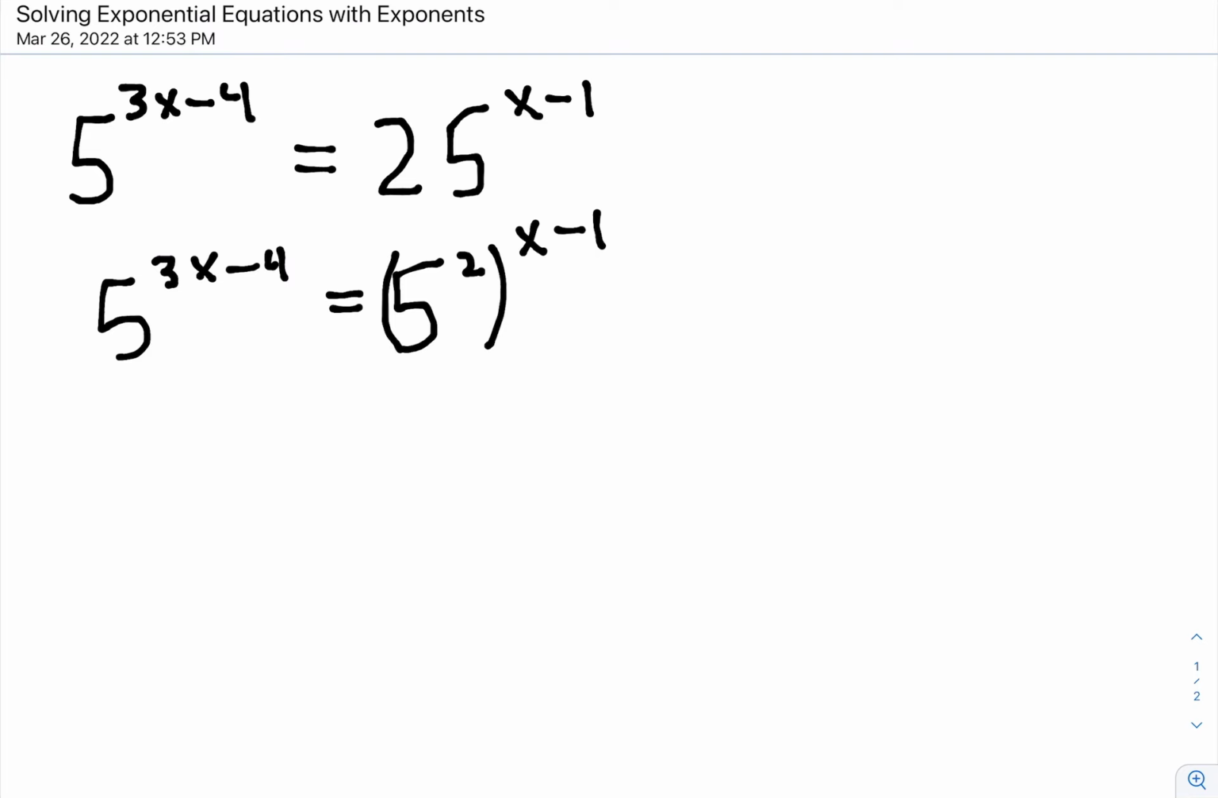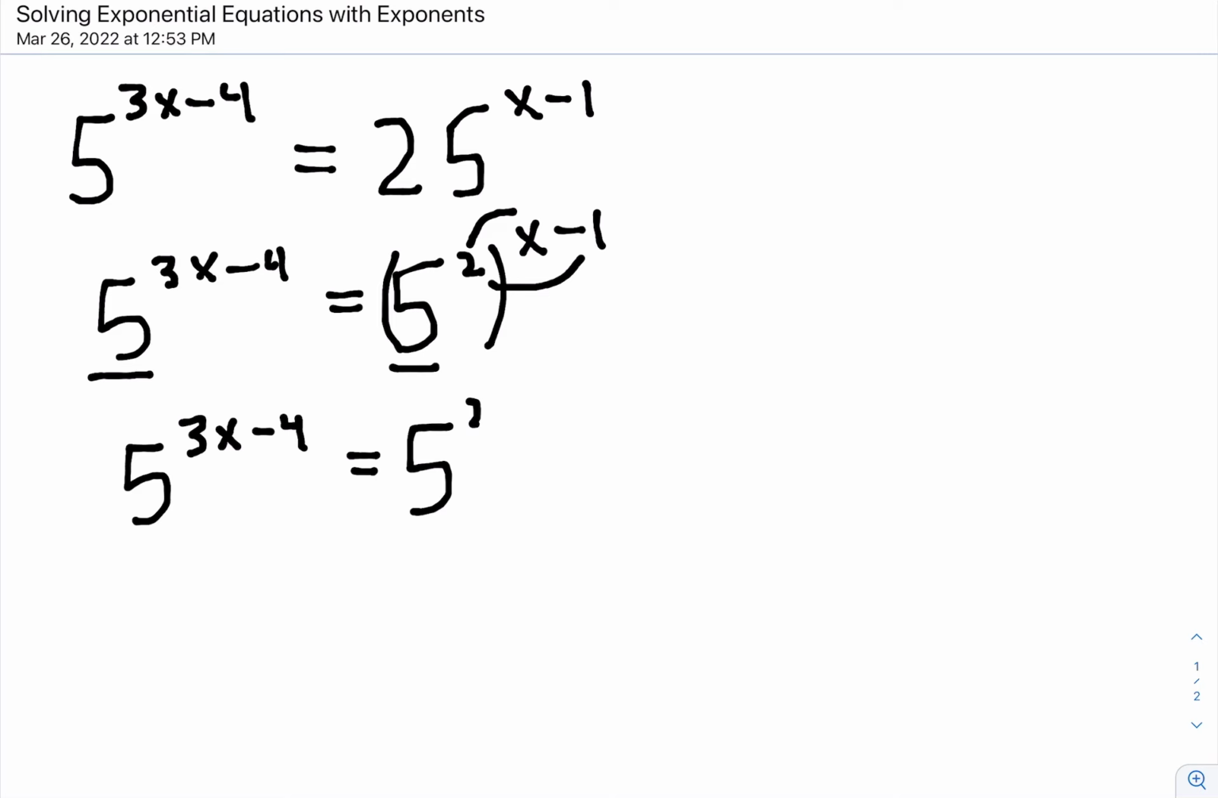Okay, so this is where I'm going to use my knowledge of exponent laws, right? Because now we have both bases as 5, and I'm just going to distribute this 2 into the x and the negative 1. So we want to keep the bases the same, so on the left I'm going to keep 5 to the power of 3x minus 4, and on the right I know it's going to be 5 to the power of that 2 distributing into x and negative 1, so 5 to the power of 2x, right? 2 times x minus 2, 2 times negative 1.